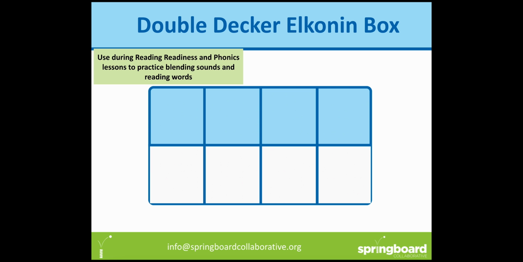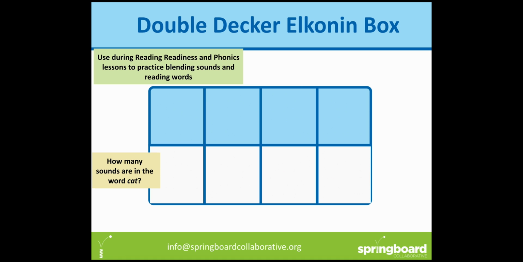This grid is a double-decker Elkonin box from a student resource book. The Elkonin boxes are a visual aid to support decoding phonemes so students can blend those phonemes to read words. To use Elkonin boxes to practice blending sounds and reading words, a student places tokens representing each sound in the bottom row of the grid.